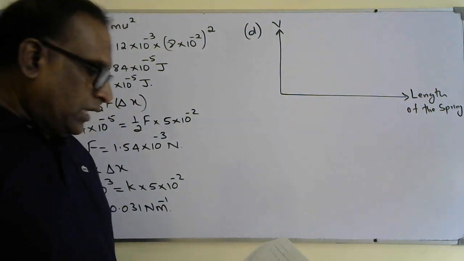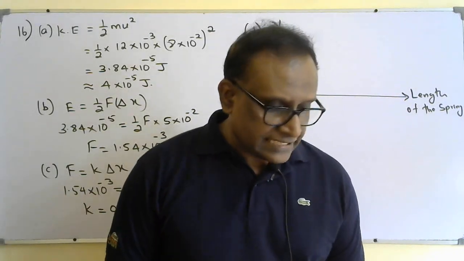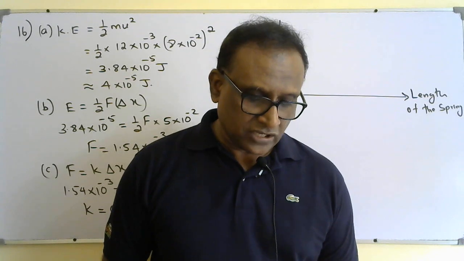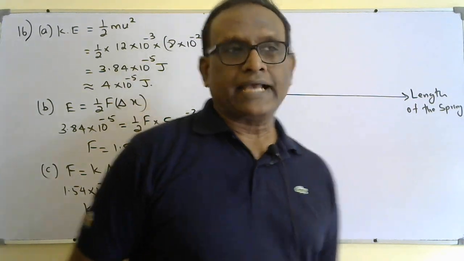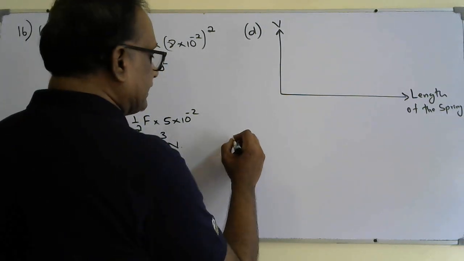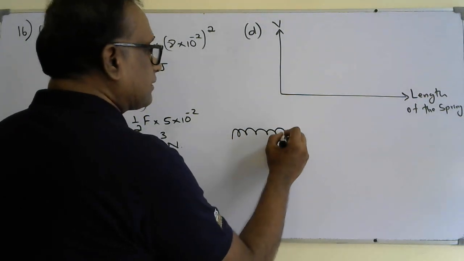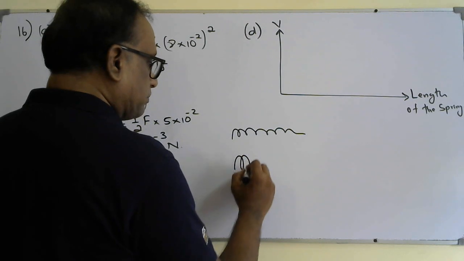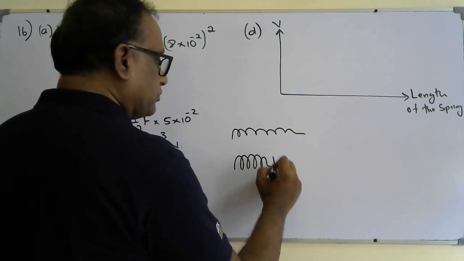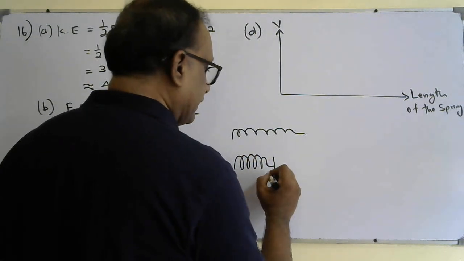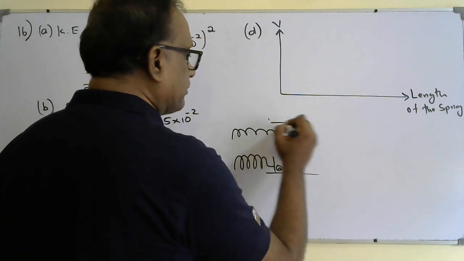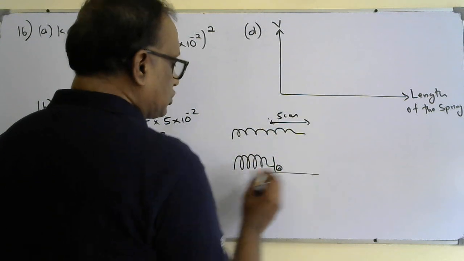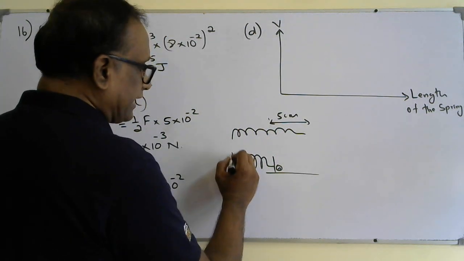Okay, so sketch a graph on the axis below to show how the velocity of the ball varies with the length of the spring. Imagine this is the spring, initially length L. It's compressed by 5 centimeters, and imagine you are keeping a ball here. The amount you compress is 5 centimeters.